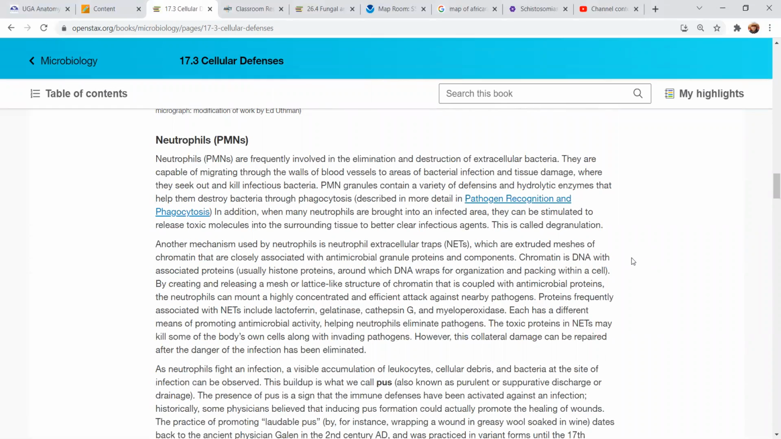Neutrophils are the most common type of white blood cell. About 70% of our white blood cells are neutrophils, and they are involved in the elimination and destruction of extracellular bacteria. So basically, they are floating around through the blood, but they can migrate out of the blood into areas where there is active bacterial infection, and they will kill the bacteria.